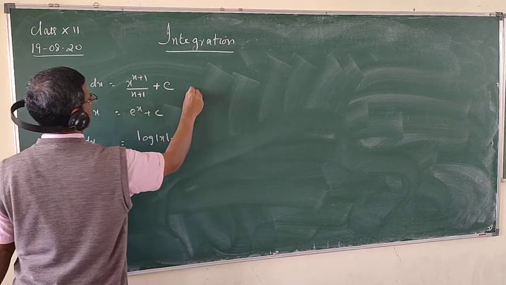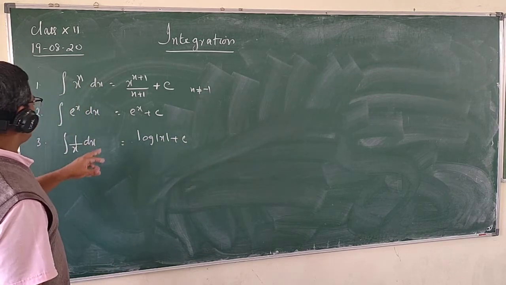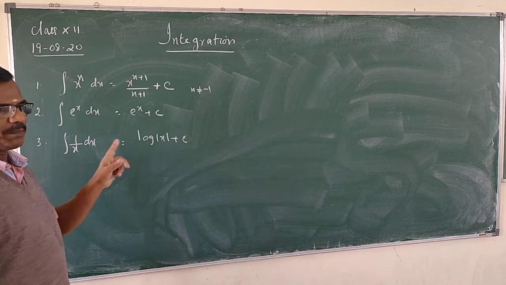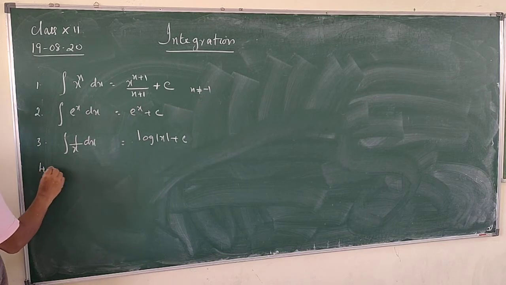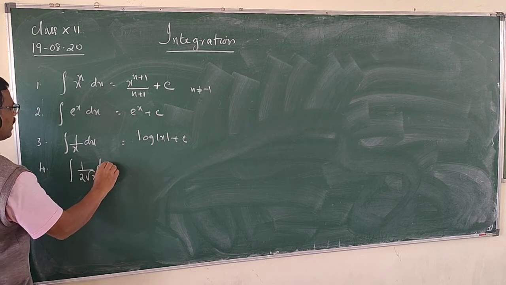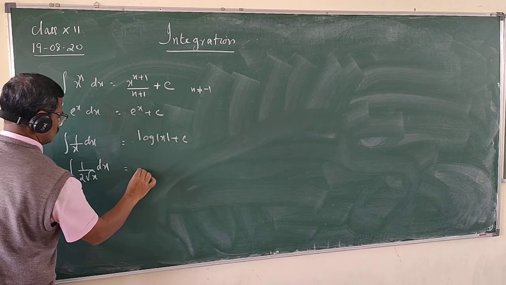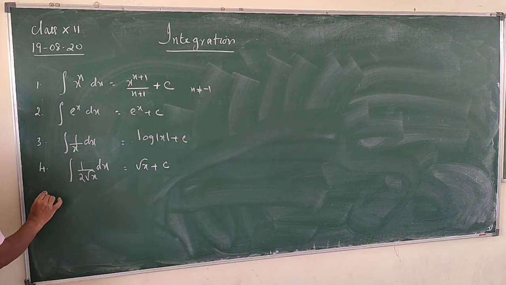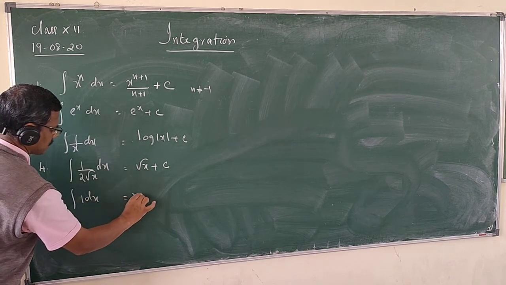Here you can see that this is when n is not equal to minus 1, because n equal to minus 1 becomes 1 by x. So that is why this is having a separate formula. 1 by x dx is equal to log mod x plus c, and then integral of 1 by 2 root x. I will write that as also a formula, because we can get this also from here. Integral of 1 by 2 root x is equal to root x, because root x derivative is 1 by 2 root x. Then this also I write as integral of 1 dx. It is x plus c.